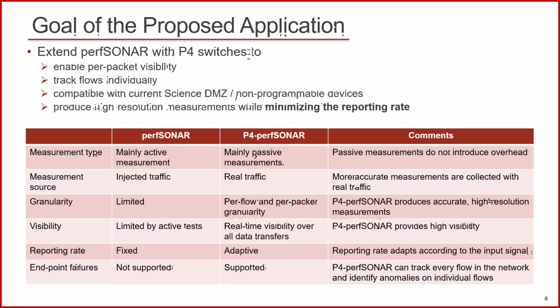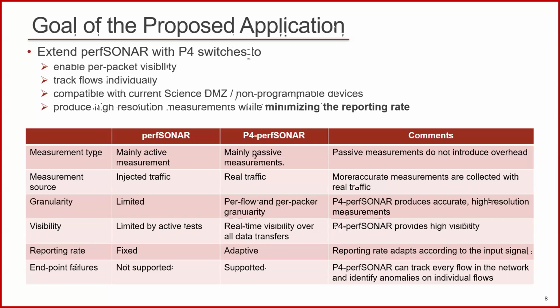And finally, endpoint failures. perfSONAR measurement points typically monitor the performance of the link or the path that connects two or more of them. So any device not residing on the path will not be monitored by perfSONAR, and typically DTNs are not on the path between two different perfSONARs. The other point is that perfSONAR does not have access to the traffic of the DTN itself.